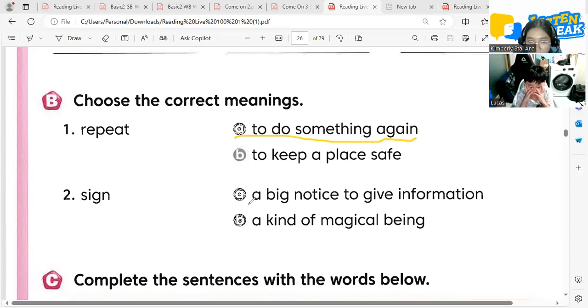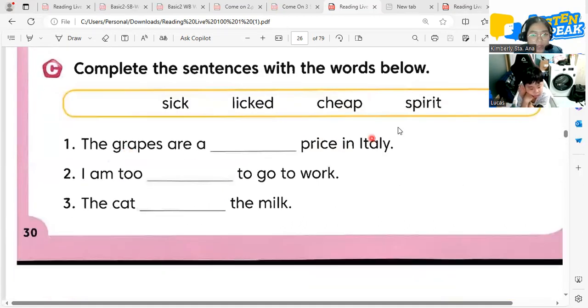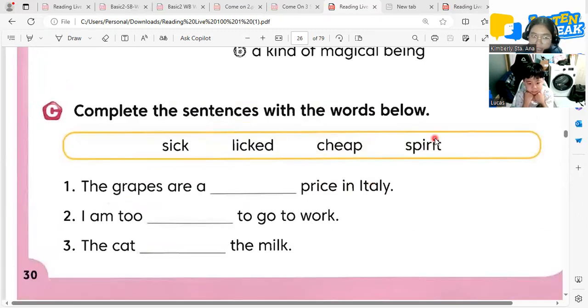How about sign? What is sign? A big notice to give information. Nice one. Okay, now let's have this one. Can you please help me complete the sentences?